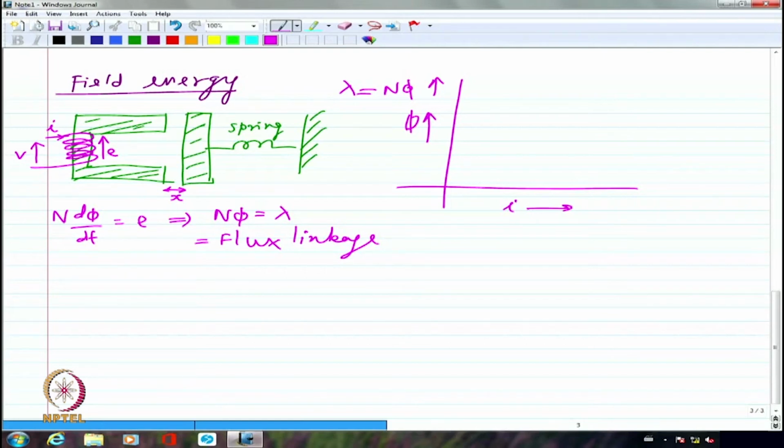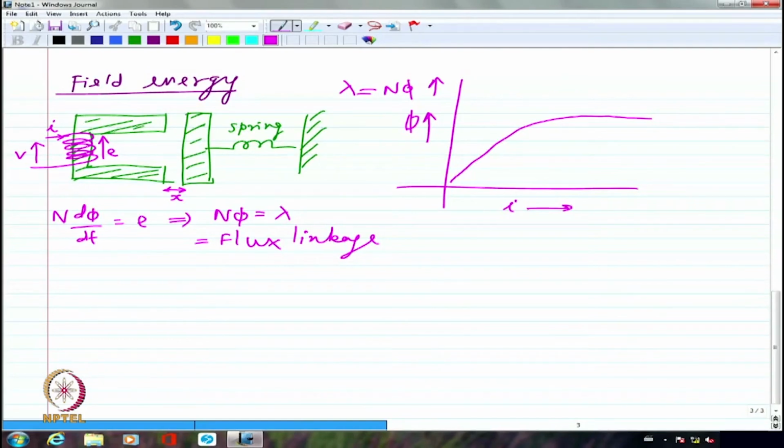So this I am calling N phi. Right? So if I plot this, we know that as I increase the current, it will increase and it will reach some saturation. This is what our magnetization characteristics normally look like.